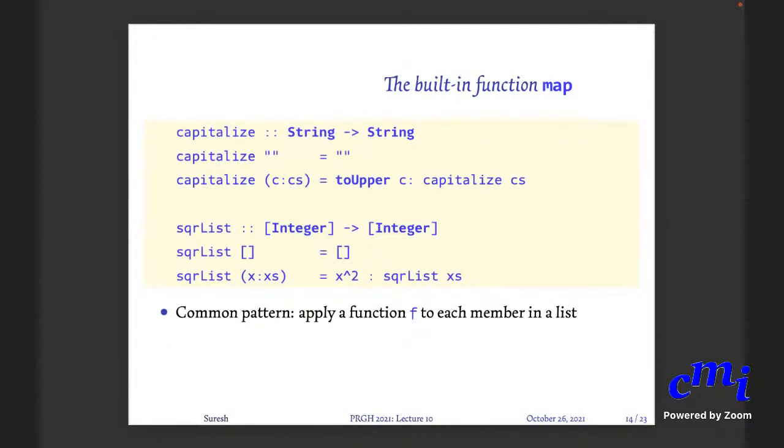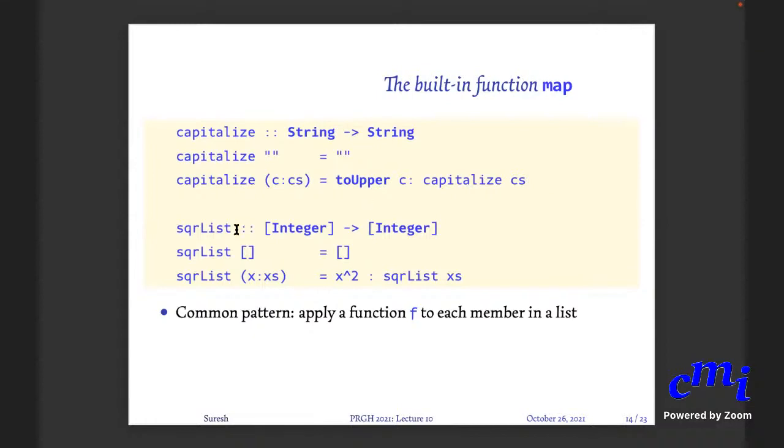Okay, so these are functions that we already saw. These are all functions that we have seen already. Capitalize: what capitalize does is to change every letter in the string to uppercase. So capitalize of the empty string is the empty string. Capitalize of c:cs is toUpper c followed by capitalize cs.